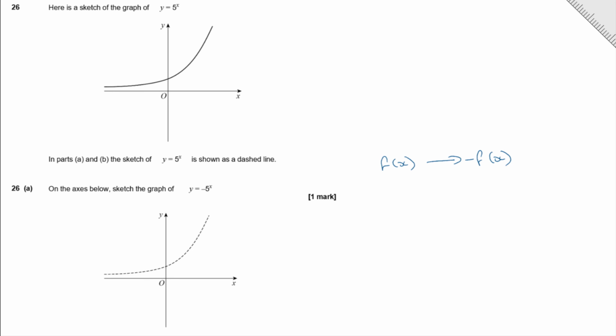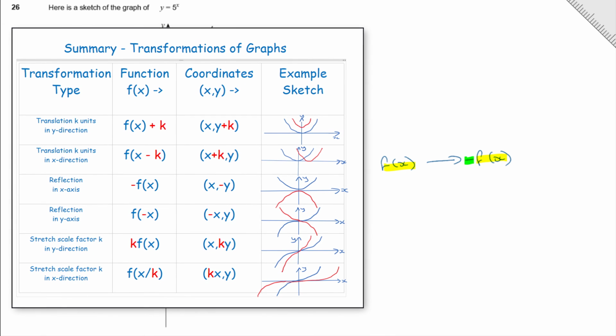This was the original function. I've now got the same thing but with a minus sign in front of it. So what is this? This is a reflection in the x-axis. Now there's a whole bunch of these that you need to know. I'll just pull up a table of all of them. You can see that f of x goes to minus f of x. In this table, it shows that it's a reflection in the x-axis.